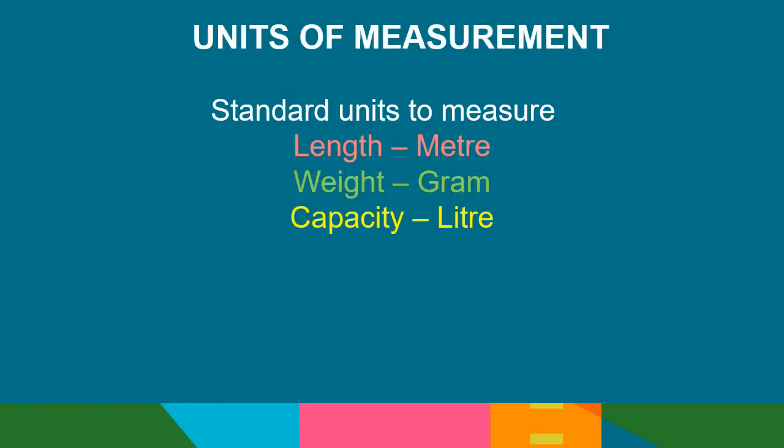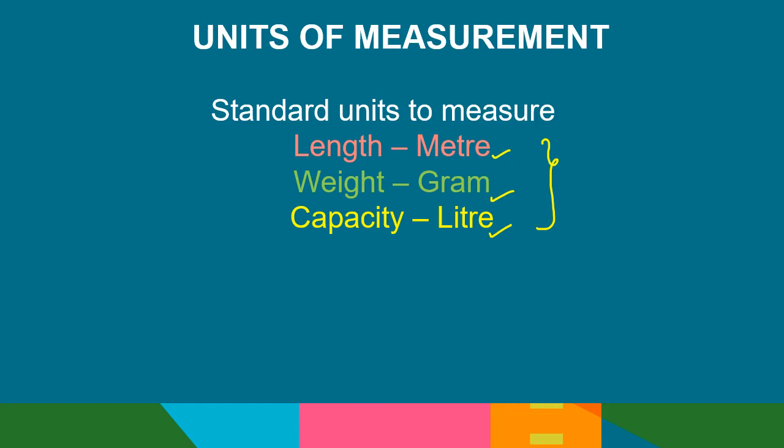We use various units to measure length, weight and capacity. The standard unit which we use to measure length is meter, for weight it is gram, and for capacity we use liter. But it is not convenient to use these units for all the measurements. There are other higher units and lower units which are written by attaching prefixes to the standard units.